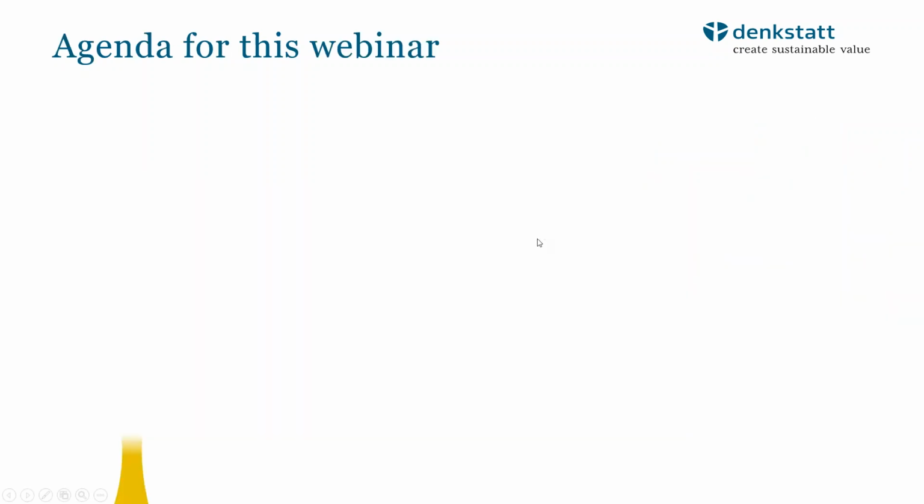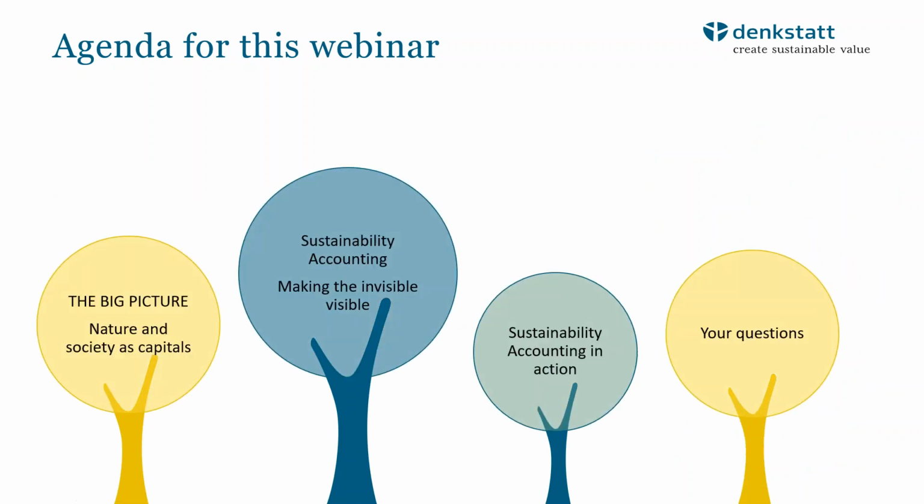What did we plan for you for today for this webinar? Actually, there are 4 different things. First of all, we would like to give you an overview about the big picture, nature and society as capitals, and to give you a better understanding of what it means. Then we would like to make a deep dive into sustainability accounting, which means going into the methodology, making the invisible visible. Then we would like to give you a short overview about sustainability accounting in action, so some practical examples and how you can use this method and this approach.